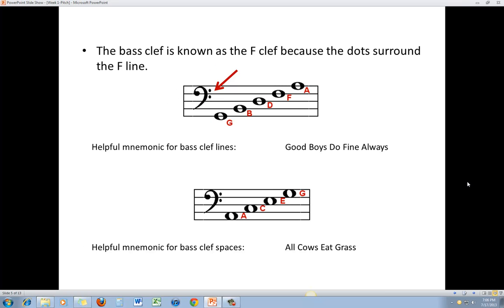The bass clef is the second clef that we will be using this semester. Bass clef is also known as the F clef, and that is because these 2 dots are surrounding the F line. And as you see here, the lines in the bass clef are G, B, D, F, and A. Or you can think of good boys do fine always. And the spaces are A, C, E, and G.